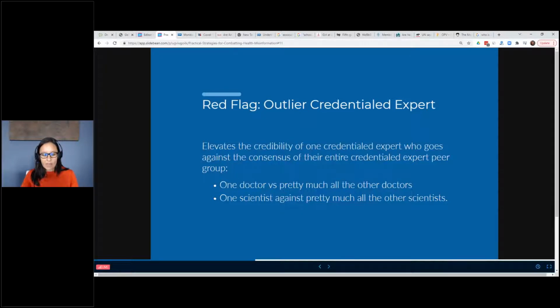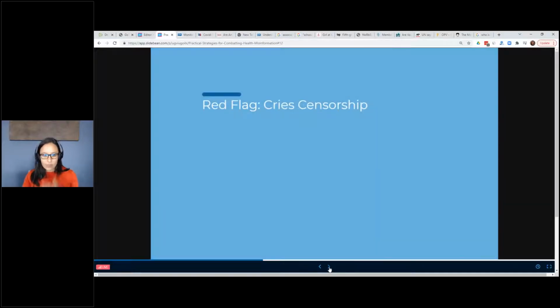And usually when you have a really large consensus, like 95, 96, 97% consensus, that vaccines are effective, that masks are effective, that COVID is deadly, that climate change is caused by humans, usually that's more likely to be correct than not, right? So when they're elevating just one expert that no one else agrees with, that is widely debunked, that's a big red flag.